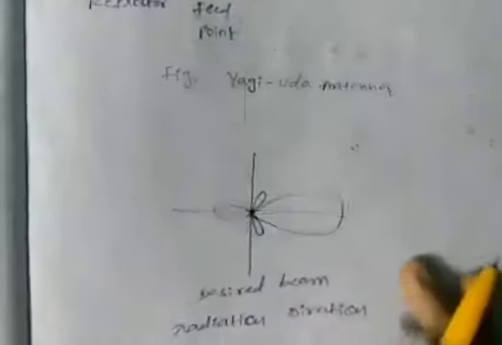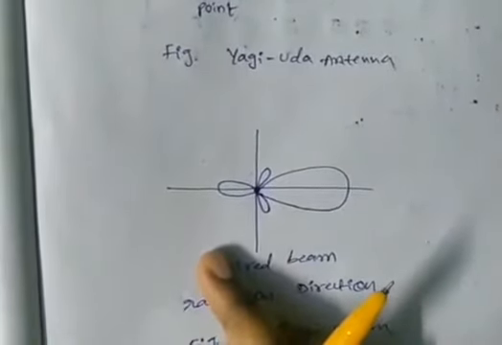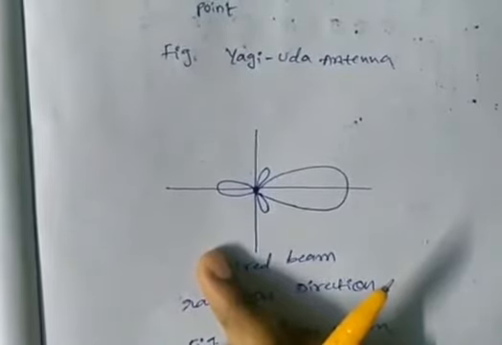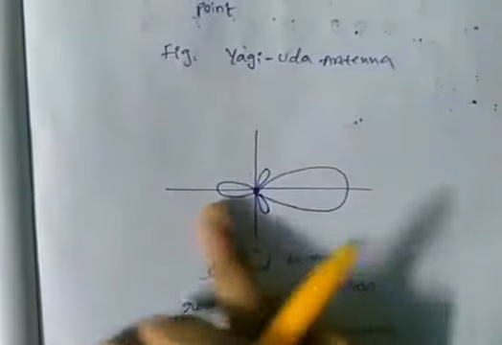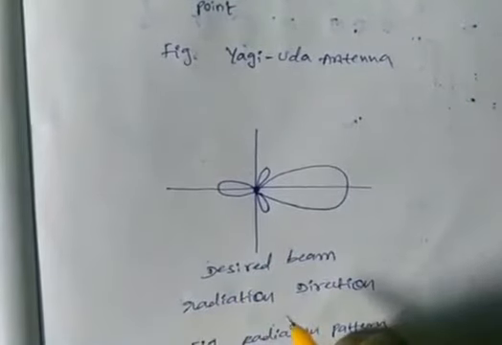And this is the radiation pattern of the Yagi-Uda antenna. Generally, the Yagi-Uda antenna provides a unidirectional radiation pattern, that is, the Yagi-Uda antenna radiates the maximum energy in one direction only. How is it radiating the maximum energy in one direction?